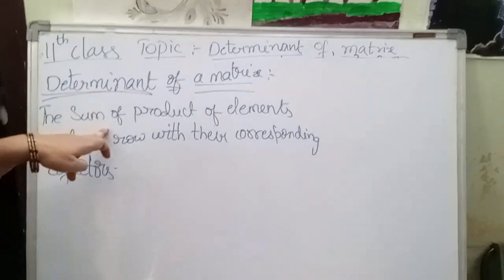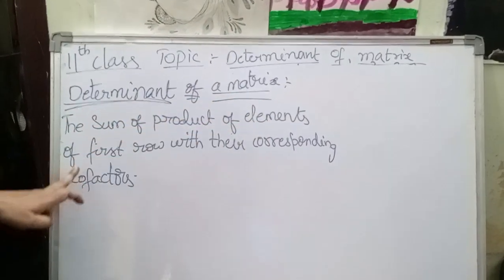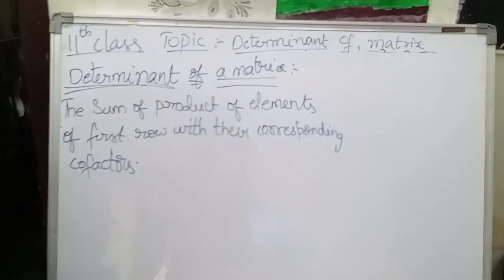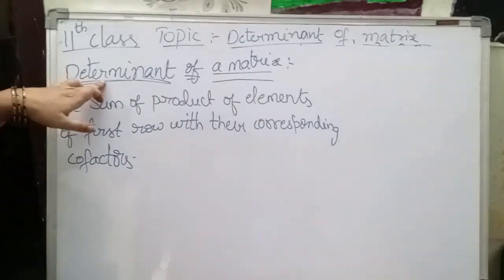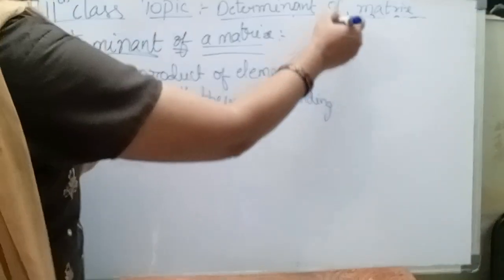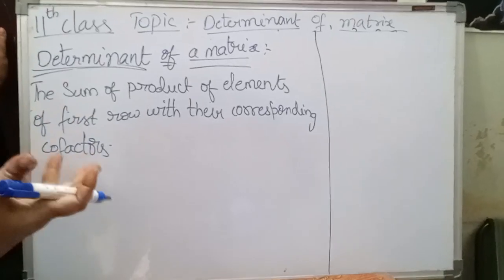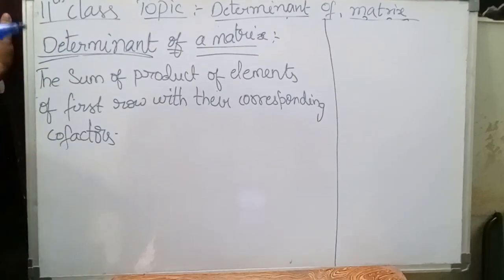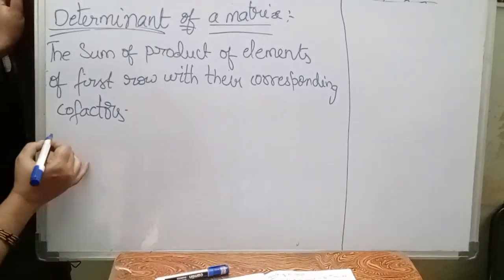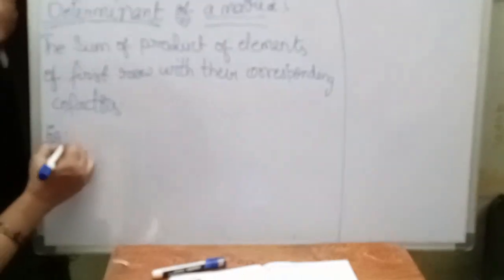The sum of products of the elements of the first row with their corresponding cofactors is called the determinant. Before, whatever we did, all of those minors and cofactors, we must use while finding the determinant. So let us take an example.